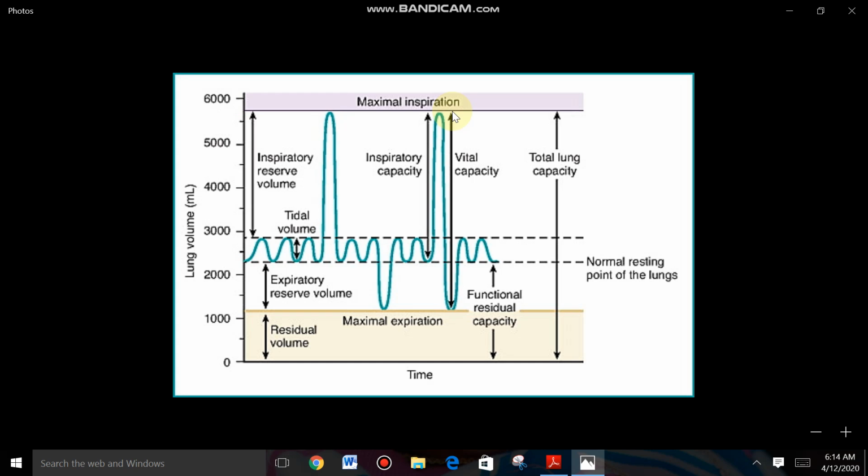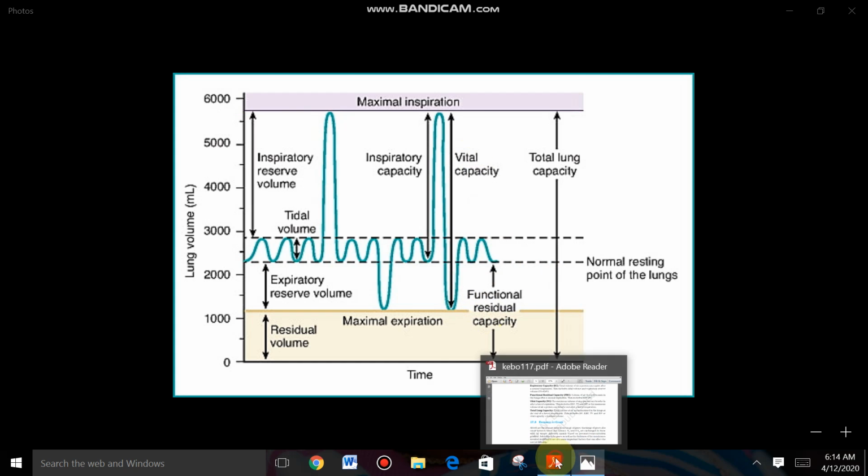So the maximum volume of air a person can exhale after a forced inspiration, that is vital capacity. So IRV plus TV plus ERV, whatever it may be, that is the same. Okay, understood or not? So you can add all the values and the vital capacity will come. So IRV 2500 and TV 500 and ERV 1100. You can add and VC will come.